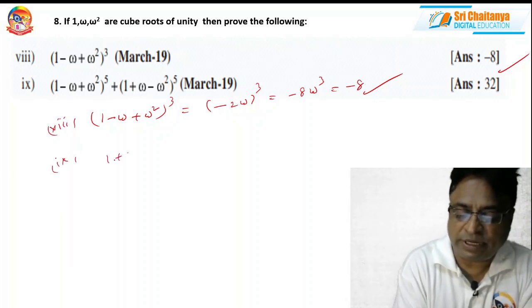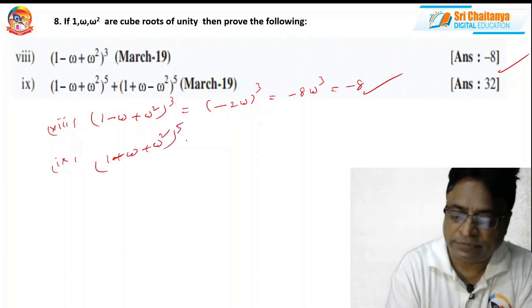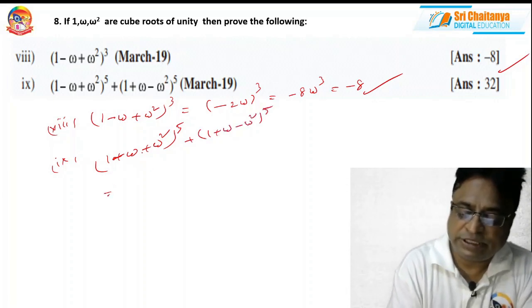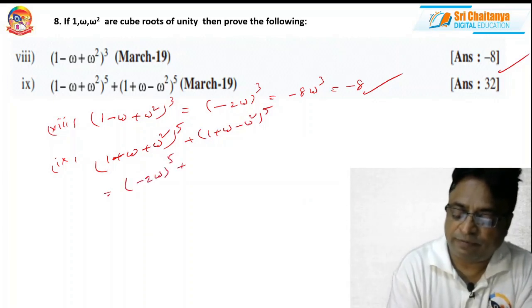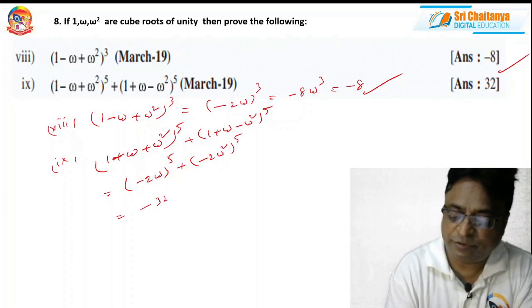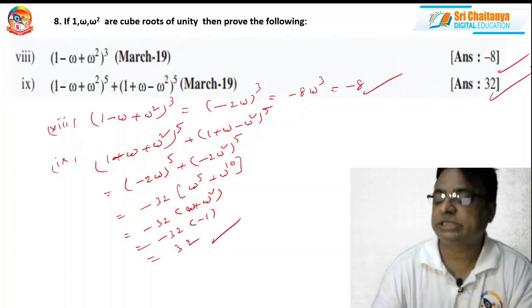This is 1 minus omega plus omega square whole power 5 plus 1 plus omega minus omega square whole power 5. This is 1 plus omega square is minus omega, so minus 2 omega whole power 5 plus minus 2 omega square whole power 5. So this is minus 32. If I take common, this is omega power 5 plus omega power 10. So this is minus 32 into 1 plus omega plus omega square I can get. So this is minus 32 into minus 1. So this is 32. You can get the answer. So the answer is 32.